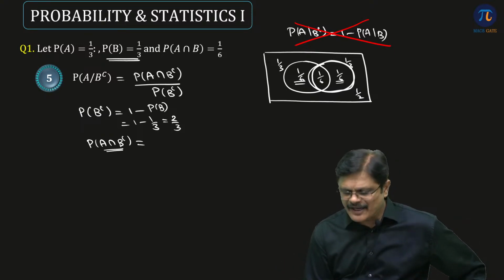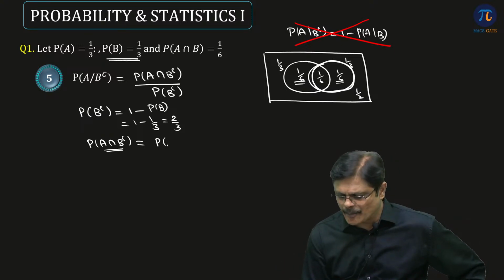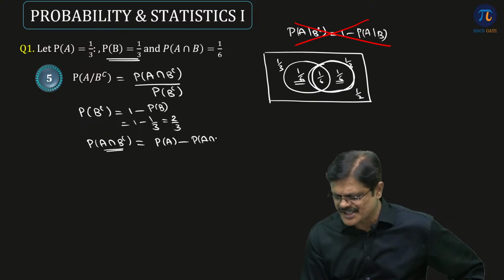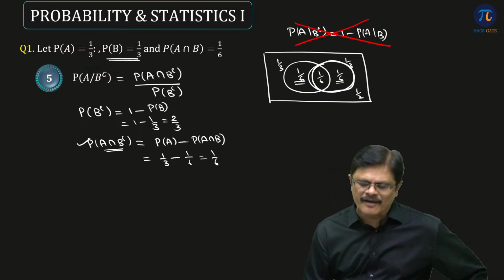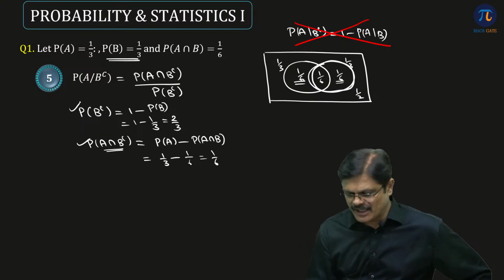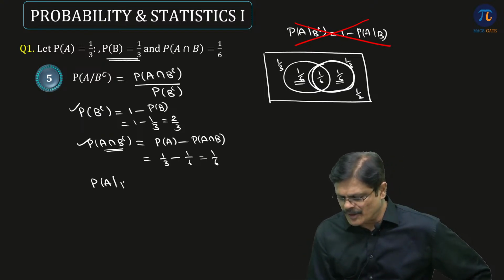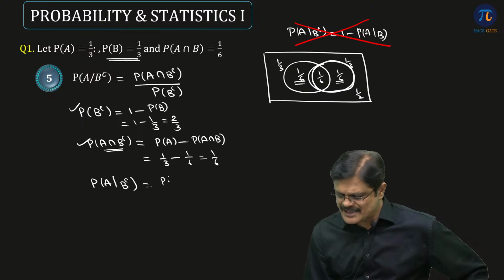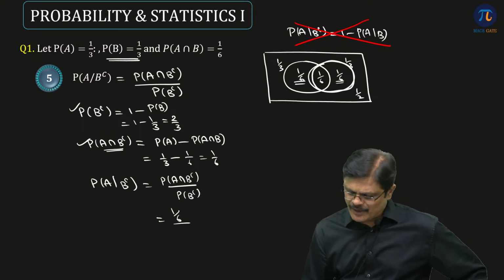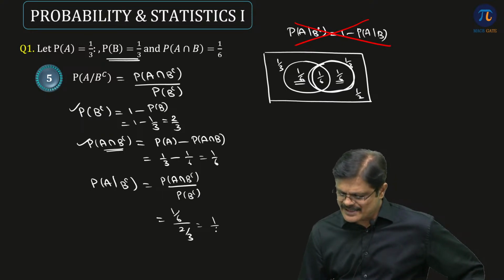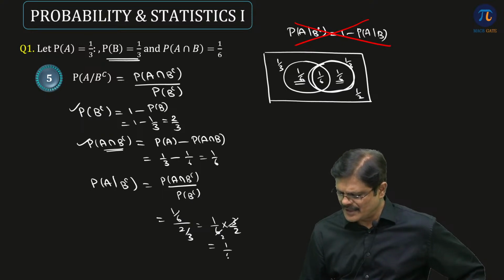So what is probability of A intersection B complement? You can simply do it like probability of A minus probability of A intersection B, if you want formula method. What is probability of A, sir? 1 by 3. A intersection B is 1 by 6. So it is 1 by 6. Now you know probability of A intersection B complement, and you know probability of B complement. Therefore, you can find probability of A given B complement, which is probability of A intersection B complement divided by probability of B complement. A intersection B complement is 1 by 6. Probability of B complement is 2 by 3. So what is the answer? 1 by 6 into 3 by 2, so it is nothing but 1 by 4.